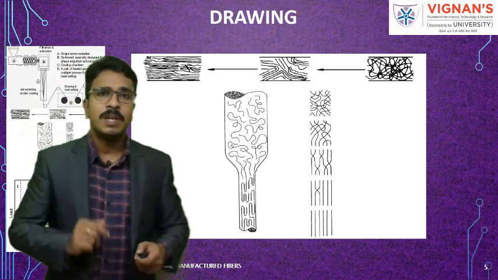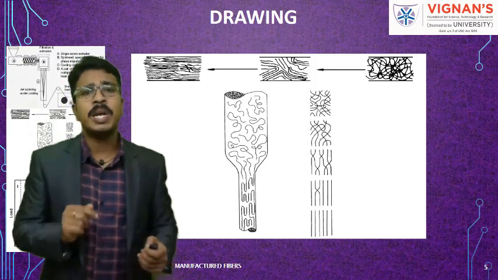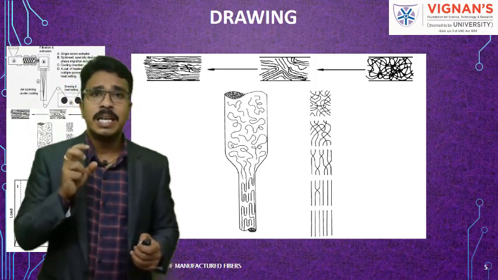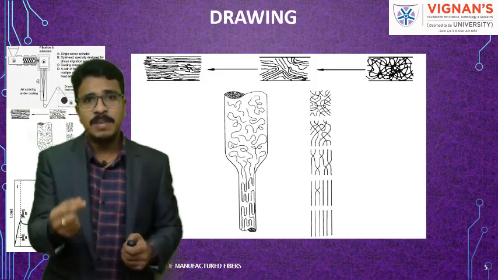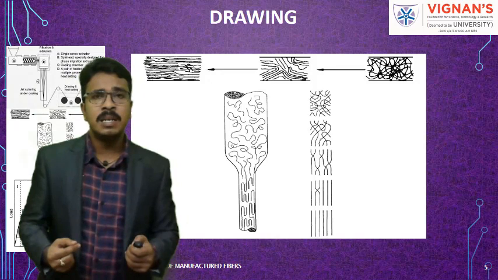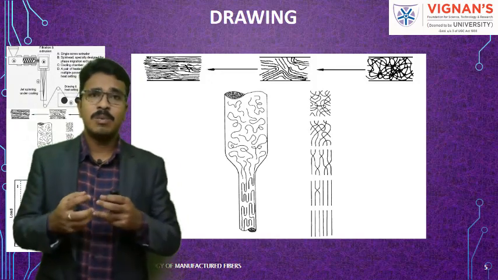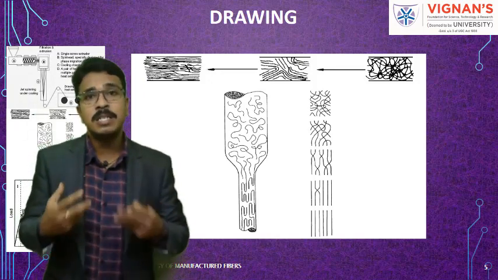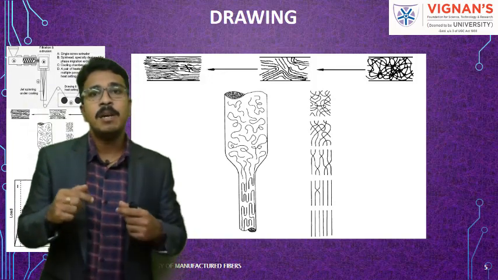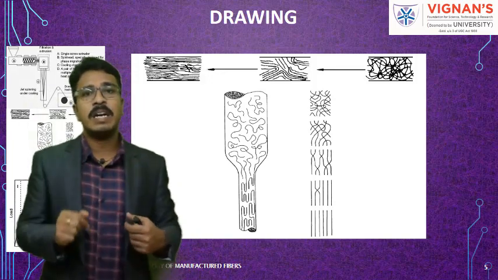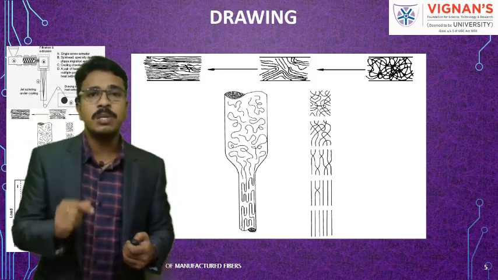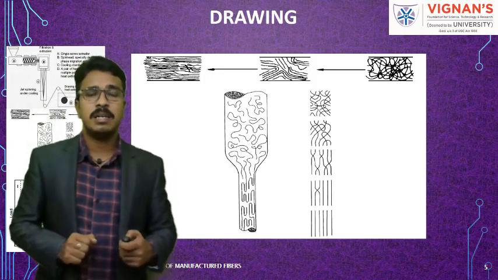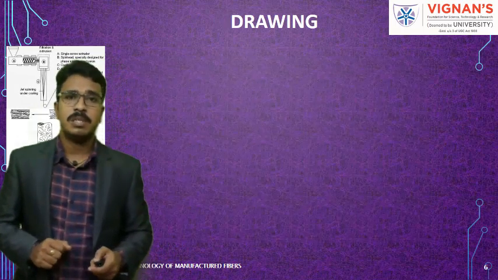Okay, so from this image you can understand the initial state of the molecular chains soon after the filaments come out from the spinneret, and in what way the molecular chains are arranged in the final filament after the drawing process. So this is what you need to understand from the drawing concept.